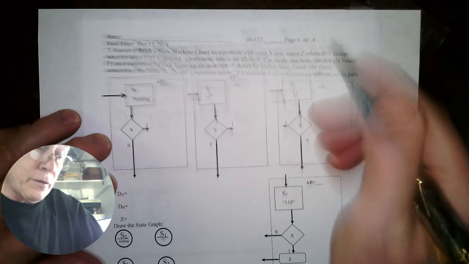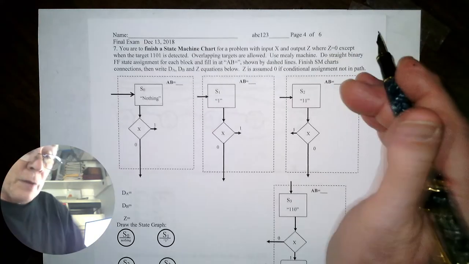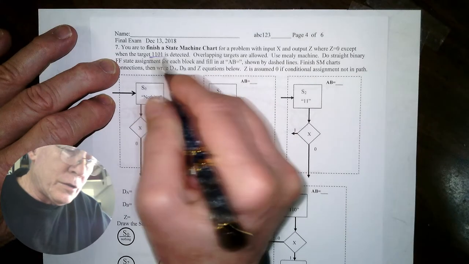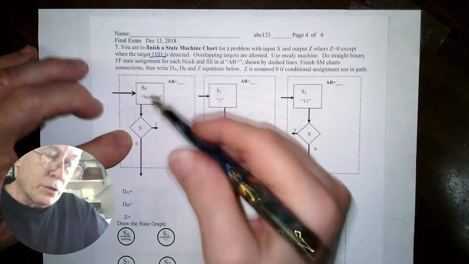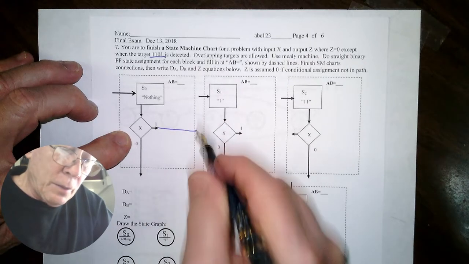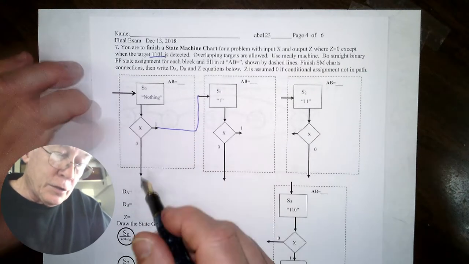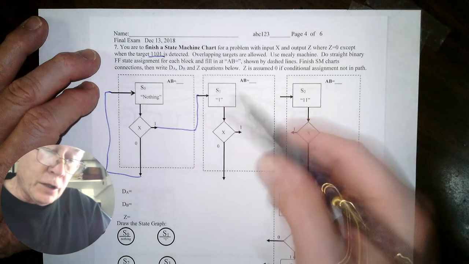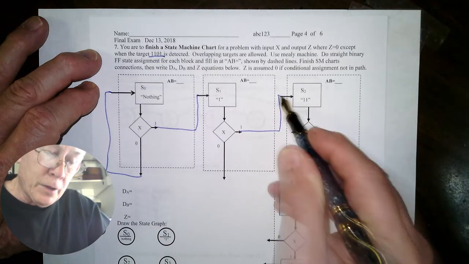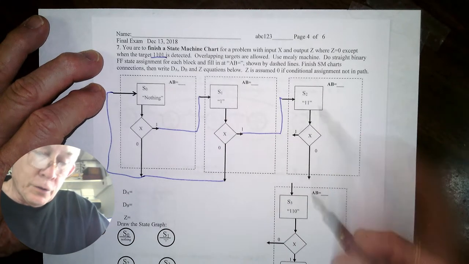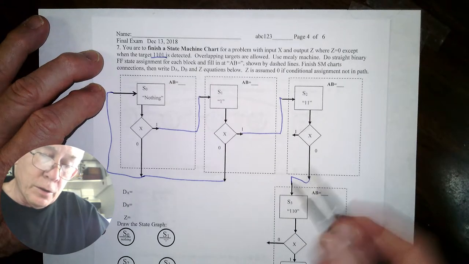So you're going to finish a state machine chart with a problem input X, output Z, where Z equals 0, and you're looking for the target 1101. Okay, so you start with nothing in S0, you get a 1. If you get a 1, then you're going to go up here to S1. If you get a 0, you're staying here because we're looking for a 1. Here, if you get the next 1, we're going up here, and a 0, we're going back here. Here, you're looking for a 0, so you're going to go here on a 0.